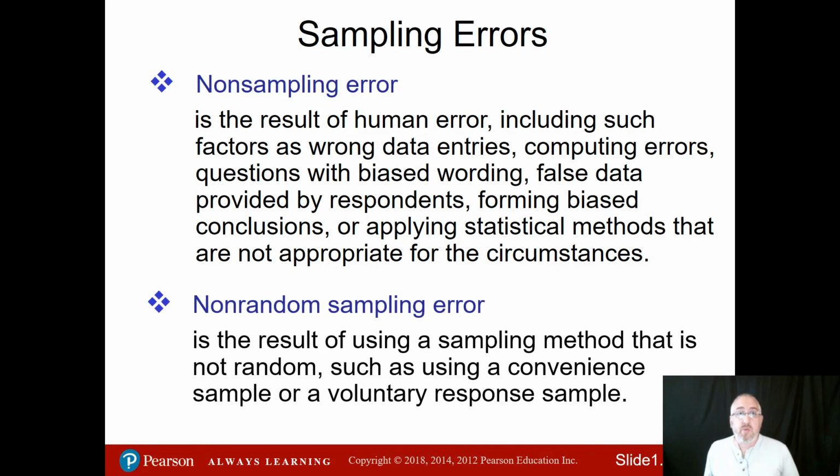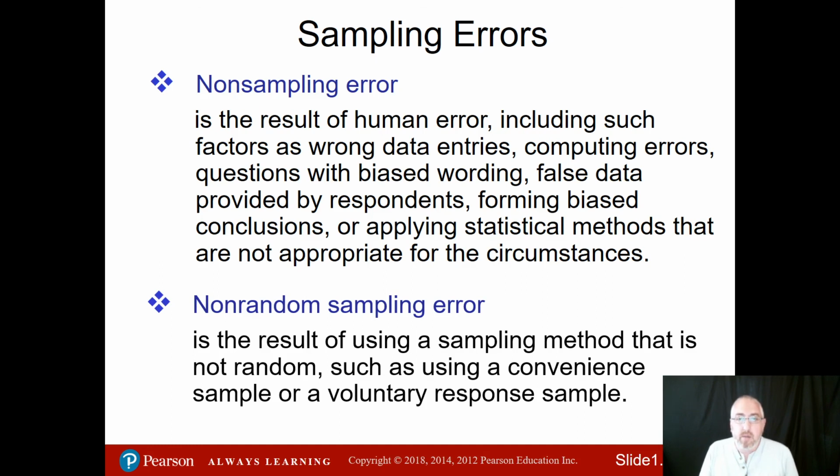Okay, so the other ones, we got non-sampling errors. The result of human error includes such factors as wrong data entries, computing errors, questions with biased wording, false data provided by respondents, forming biased conclusions. So again, all kinds of things like voluntary responses, and you can have a small sample size in there as well. But what if I were taking the heights of everybody in the class and I miswrote people's heights? Well, that's going to throw things off from what it should be. So that's kind of the idea with that. That's more of a human error issue.